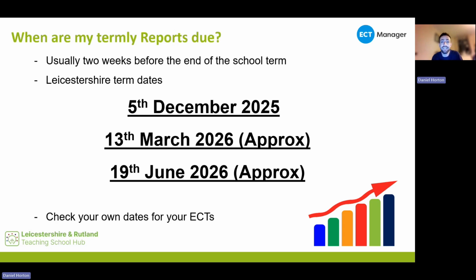For some of your ECTs, that might be the end of their year 1 or the end of their induction, and so that could be a full assessment. For many, that will be a progress review as well. And then the final date for the year will be around the 19th of June. But again, check your ECT dates as they may be subject to change as we go through. It's just worth checking what those dates might be, and we'll give a clearer indication when we get closer to that time.